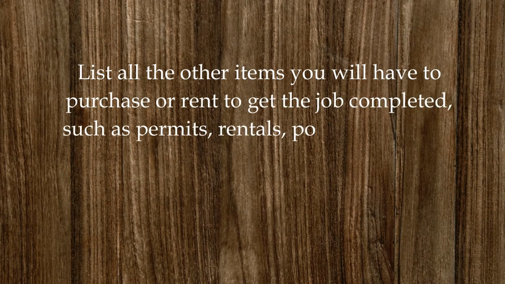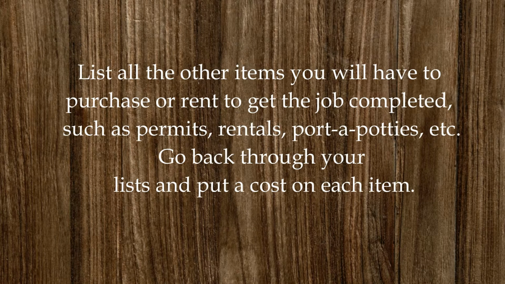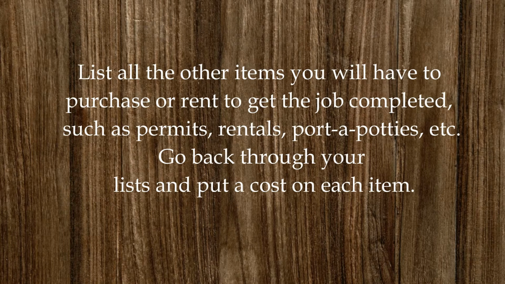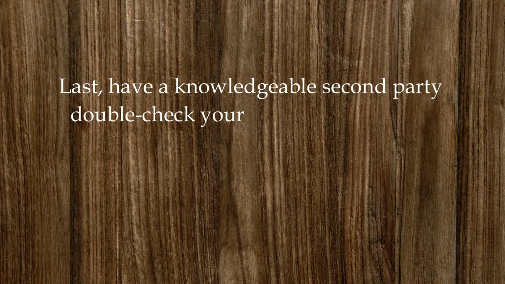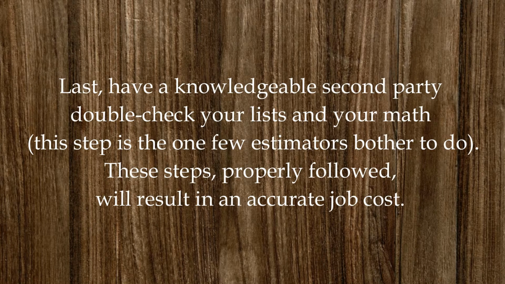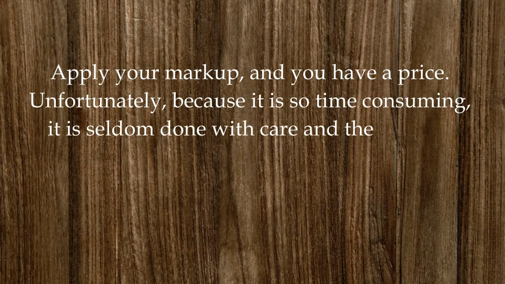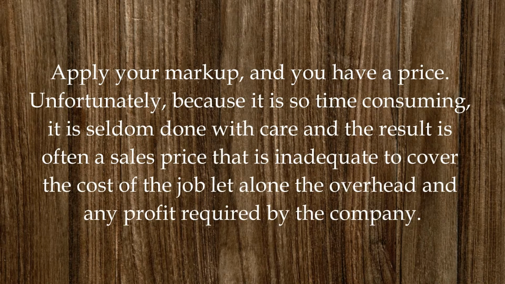List all the other items you will have to purchase or rent to get the job completed, such as permits, rentals, porta-potties, etc. Go back through your lists and put a cost on each item. Last, have a knowledgeable second party double-check your lists and your math. This step is the one few estimators bother to do. These steps, properly followed, will result in an accurate job cost. Apply your markup, and you have a price.